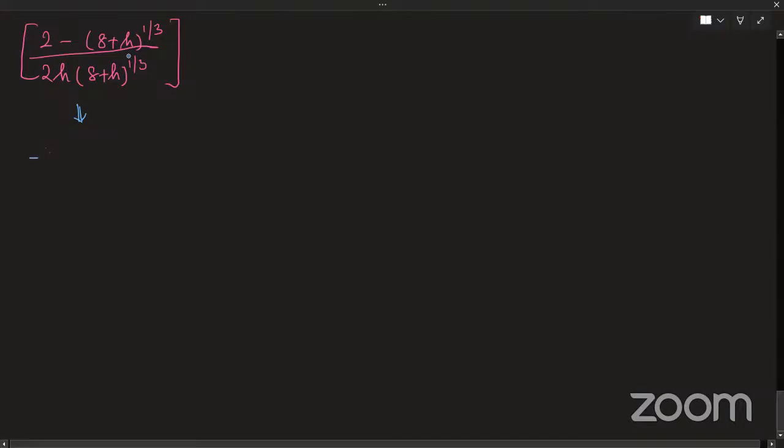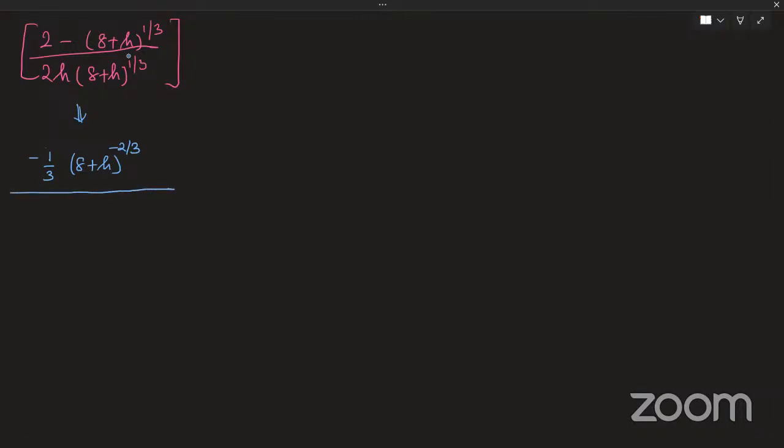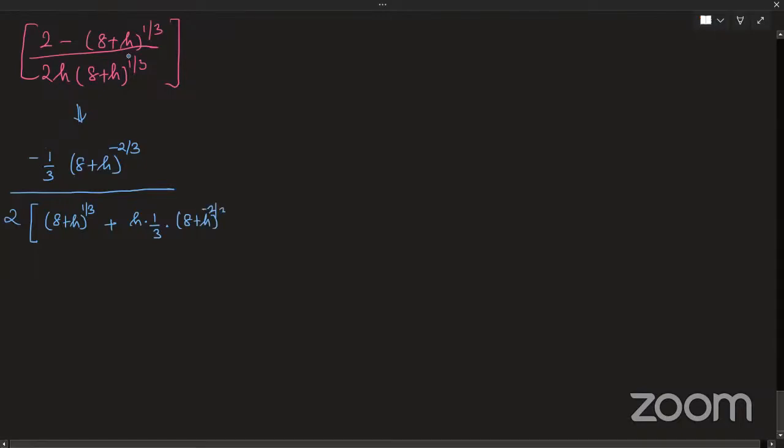Okay, so no worries. It is minus 1 by 3, (8 plus h) to the power of 1 by 3 minus 1, so that is minus 2 by 3. Then we need to differentiate 8 plus h, and that is 1 only, so no need to go ahead. Then divided by 2 into (8 plus h) to the power of 1 by 3, plus h into 1 by 3 into (8 plus h) to the power of minus 2 by 3. Fine, that is how we do this.